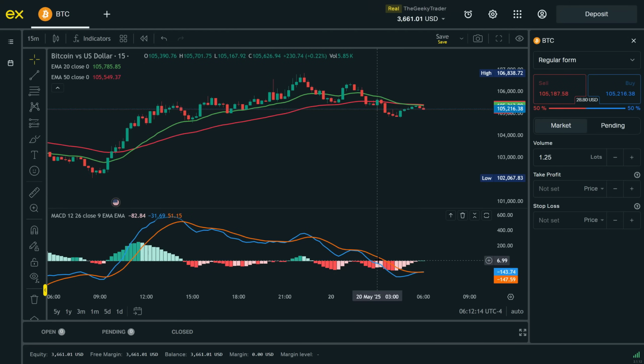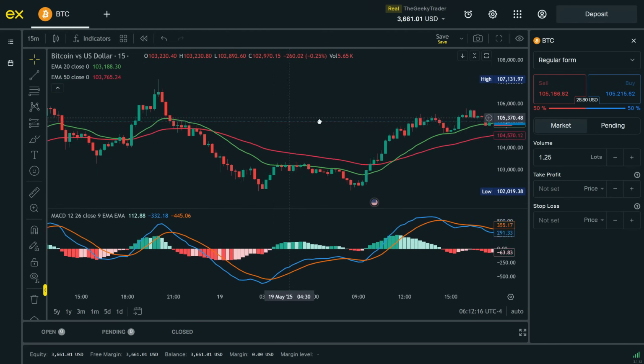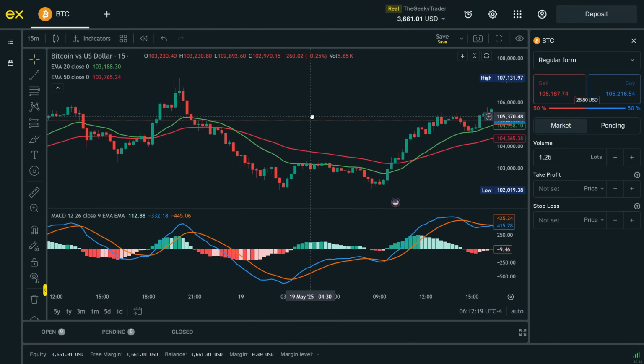All right, friends, now let's go over the sell setup. This is just as important as the buy setup, especially if you're trading in both directions. Here's what to look for when preparing to enter a short trade. First, check if the price drops below the 50 EMA. That's our red line. This indicates that sellers are gaining control and the market is likely heading downward.